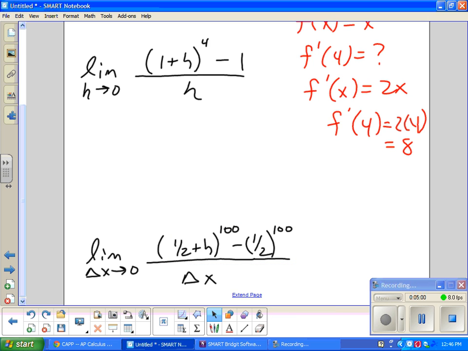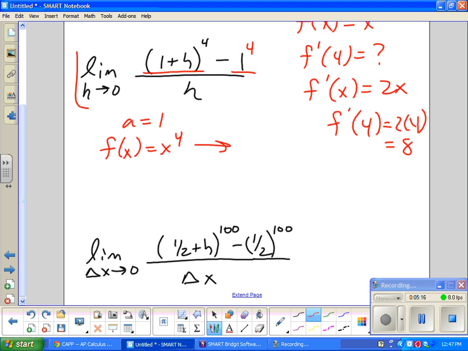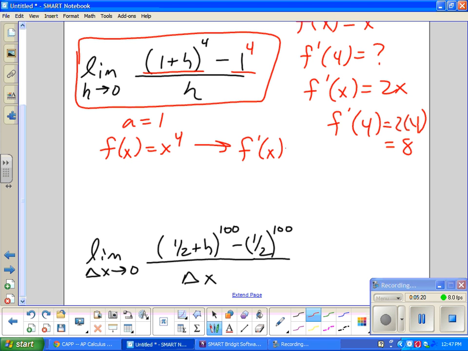And if I go with this one next, we should see, again, that this is in a format that we should identify. And I can write this as 1 to the 4th and still have it be a value of 1. So a is 1. The function up here is f of x equals x to the 4th. I know this is a derivative based on its format, and I get f prime of x equals 4x cubed. Evaluate at 1, and I get that the value of this is 4. So the value of this limit is 4.